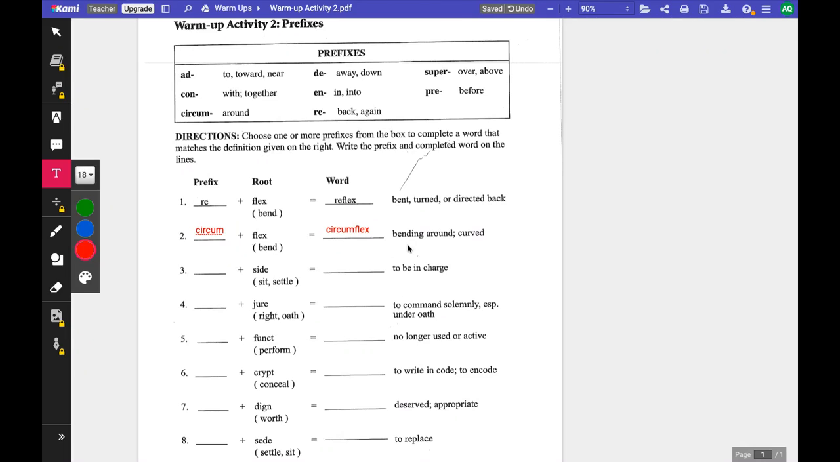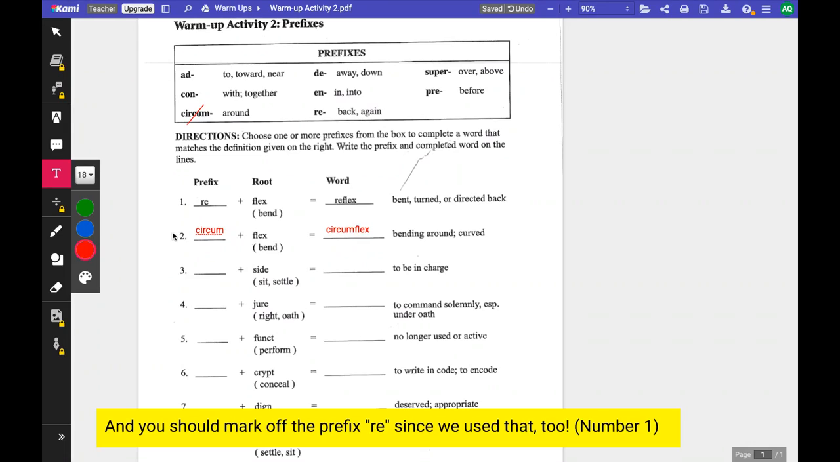curved. Now, I should say at this point that when I look at your page, you should have the same things written on your page that I'm writing here with Cami. So please make sure to follow along and add information to your page as we go. Okay, I've marked off the prefix circum since we've already used that one. Let's take a look at number 3.